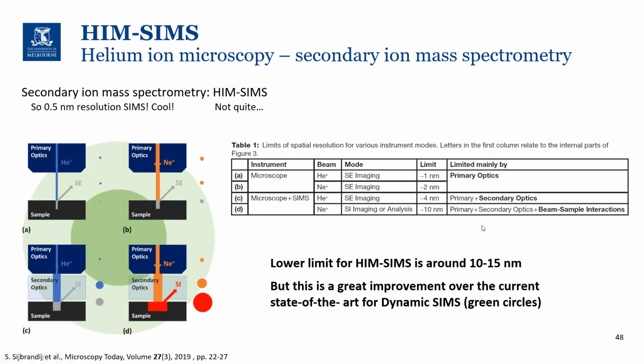So once you account for the primary beam size, the secondary optics, and the way that your beam interacts with the sample, you can get something around 10 to 15 nanometers as a lower limit for the spatial resolution for SIMS on a helium ion microscope. This is a vast improvement over the 50 to 100 nanometer resolution from something like a NanoSIMS. So we're talking about this red spot versus these green spots here. So it's still better, but it's just not as high as perhaps you might have thought.